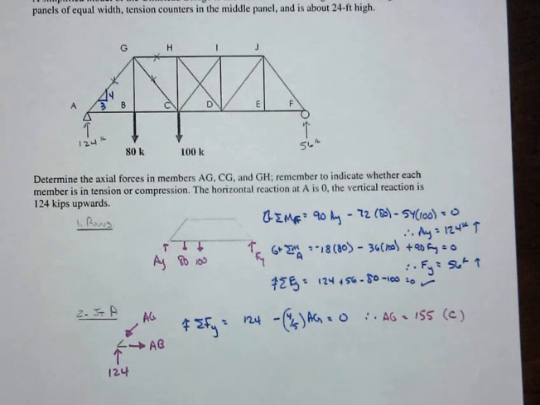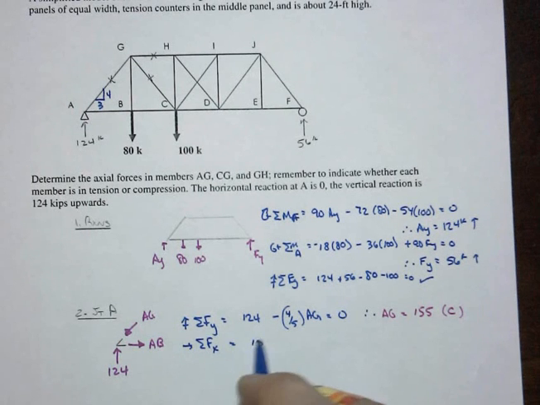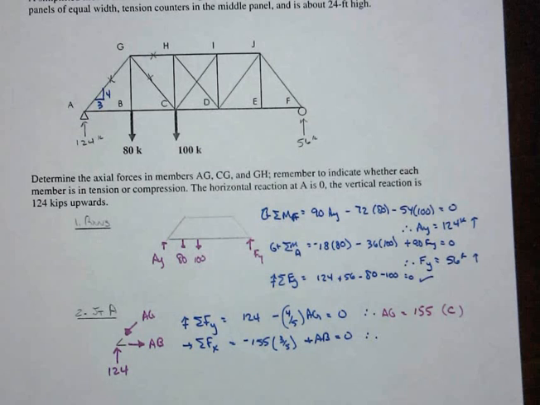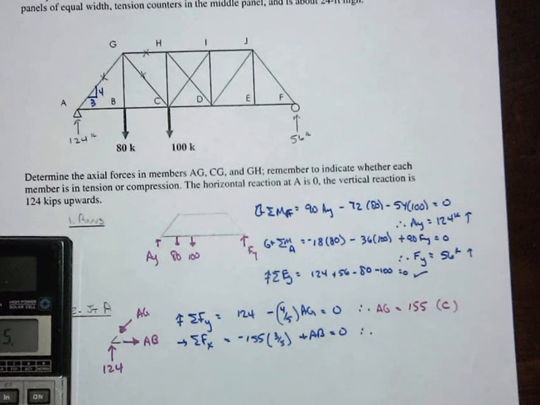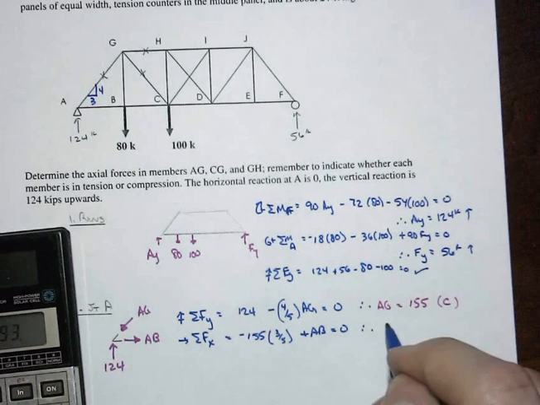Sum of forces in the X, I'm going to get 155 times minus 3/5, then plus AB is equal to 0, and therefore we'll find out that 155 times 0.6 is 93, so therefore AB equals 93, and that will turn out to be in tension.